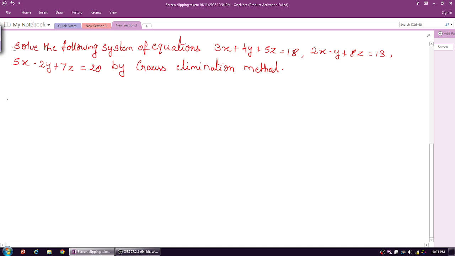So first we will write this equation as Ax equal to b in this pattern. So here A is nothing but the coefficients of these equations. So just write all the coefficients of the equations. First equation, x coefficient is 3, y coefficient is 4, and z coefficient is 5. Then second equation, similarly 2, minus 1, 8. Third equation, 5, minus 2, 7.